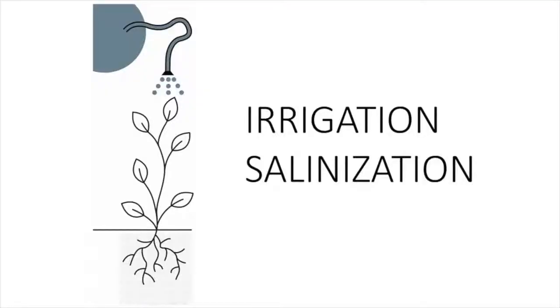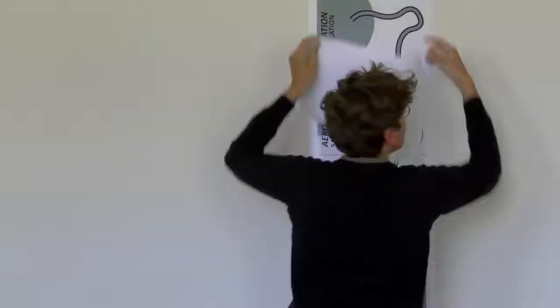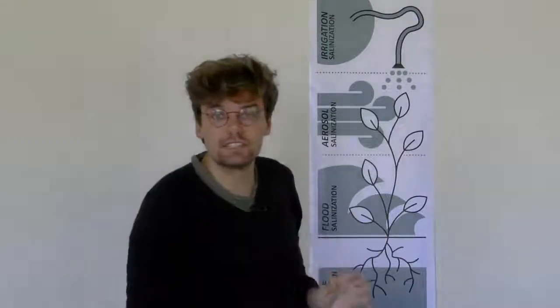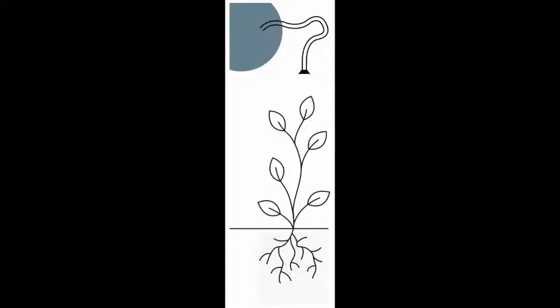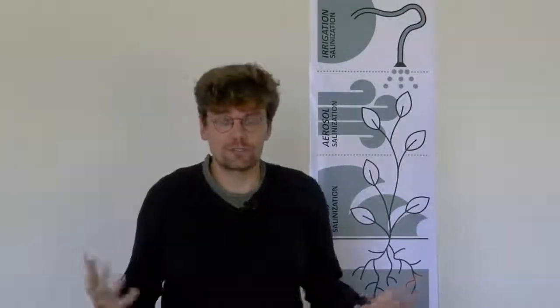A final salinization process is irrigation salinization. Contrary to the other salinization processes, this one is purely man-made and occurs whenever land is irrigated with brackish water or saline water rather than fresh water. Now, why would you irrigate land with brackish water? Simply because sometimes there is no fresh water available.